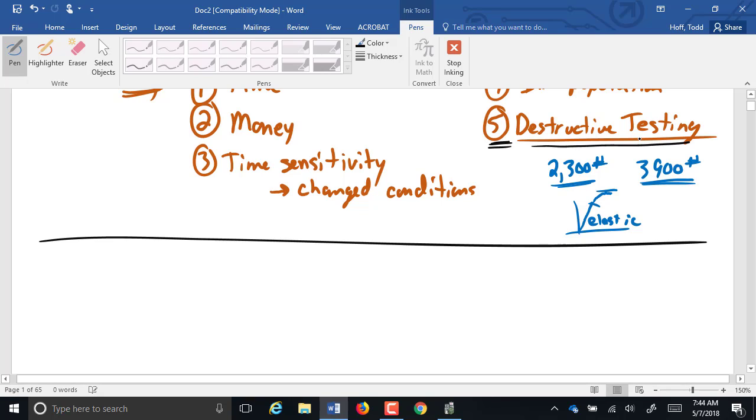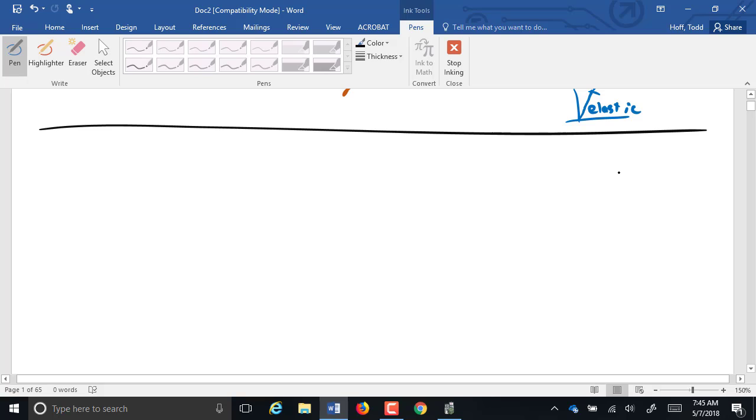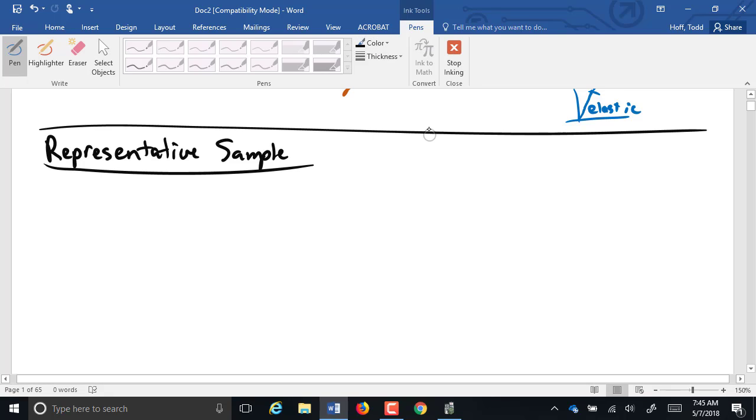Now you can see why with destructive testing, you would not want to test every part. Because if you tested every part, they'd all be broken, nothing left to sell, right? So that population or that sample is very important. But to be useful, it has to be what we call a representative sample. We talked about a parameter describing a population. A statistic is describing, it's the answer to that question.